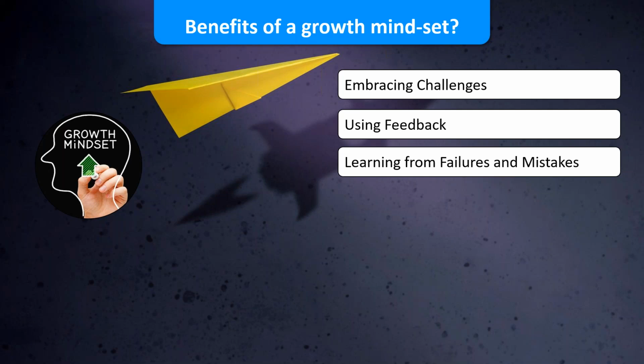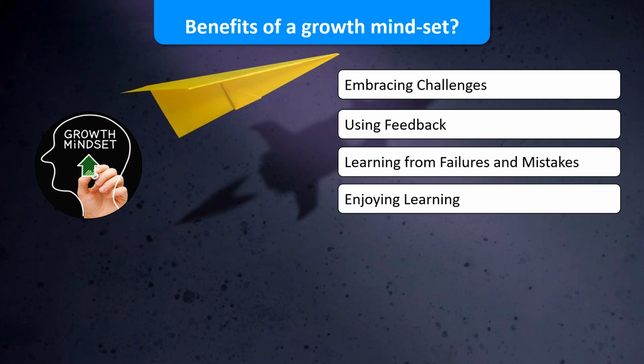How about learning from failures and mistakes? So instead of dwelling on failures and mistakes, those with a growth mindset see them as part of the learning process. They believe that making mistakes is a way to discover what doesn't work and make necessary adjustments for future success. If you think of Thomas Edison, he tried 99 times and failed before he actually did eventually invent a proper working light bulb.